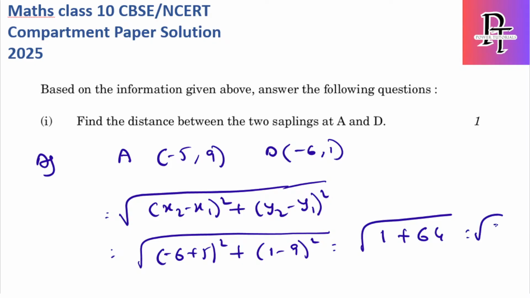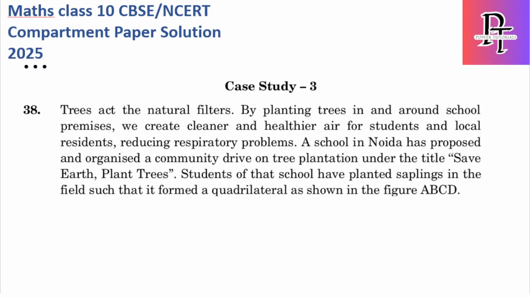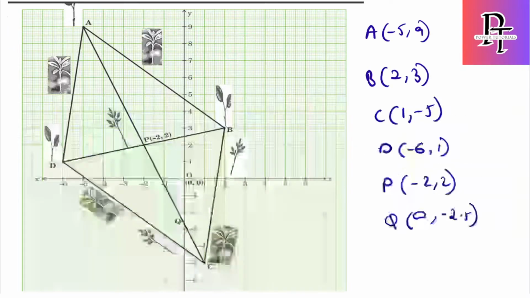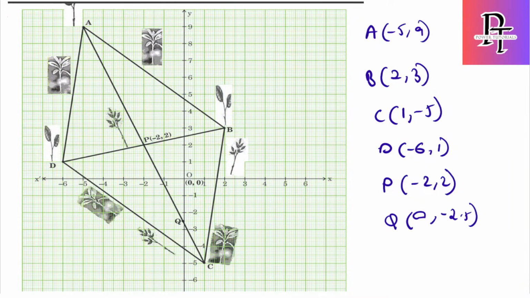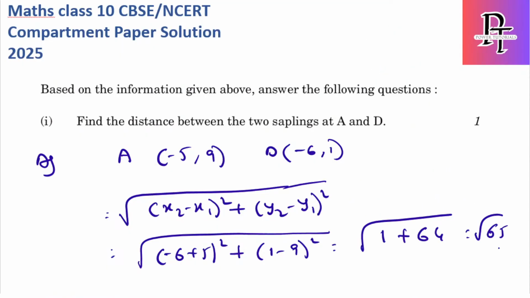So I'll get root of 65, and did they mention any units? Okay, they haven't mentioned units, so I can write it as root 65 units, or you can also write root 65 meters. Mostly the distance will be in meters. Okay, let's see the next one.